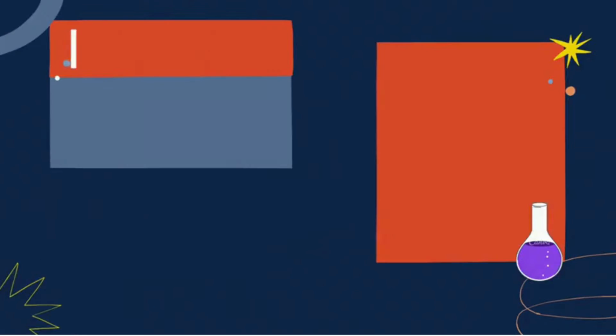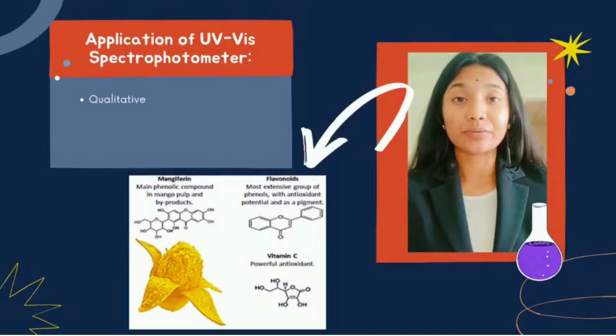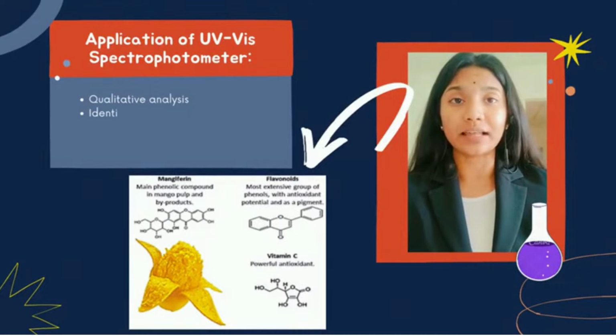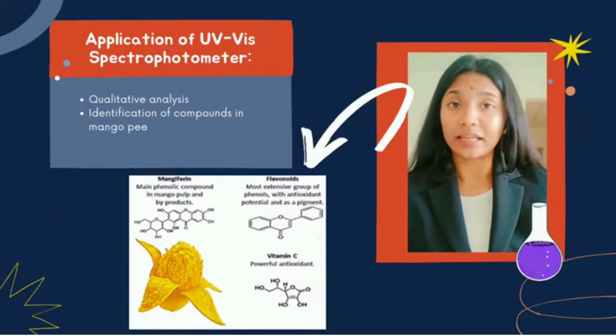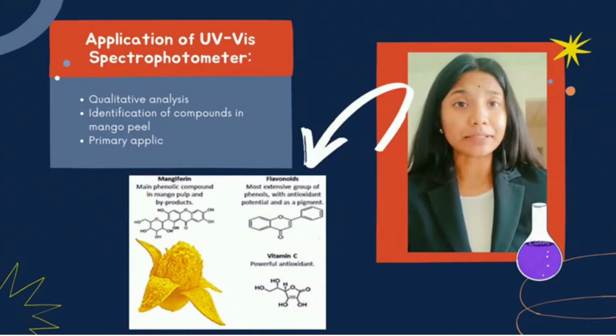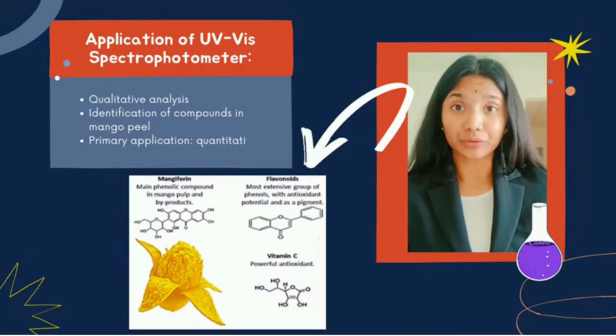I will be explaining about the performance of the UV Vis spectrophotometer in the study. UV Vis spectroscopy in the study was performed for qualitative analysis and for identification of certain classes of compounds in mango peel. The primary application of UV Vis spectroscopy was for quantitative analysis because phenolic compounds are powerful chromophores in the UV range.